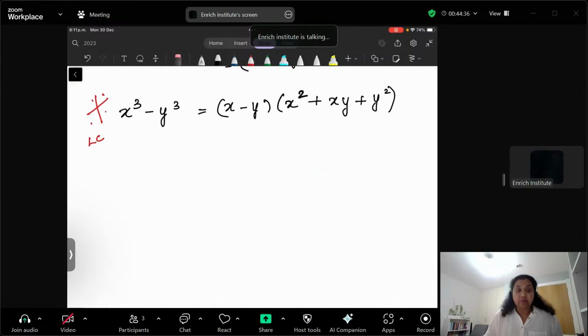This is a formula. This is an identity. You have to memorize this. This is not in the formula book. This is not any place. This you have to memorize.